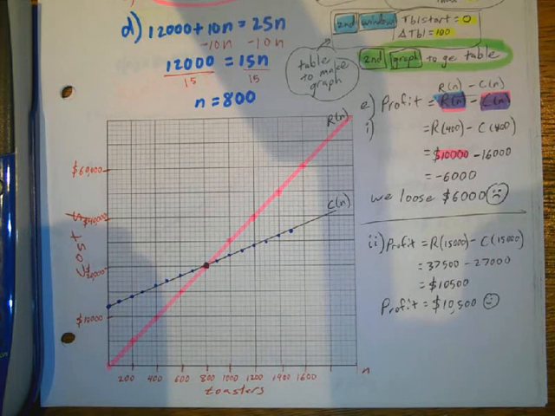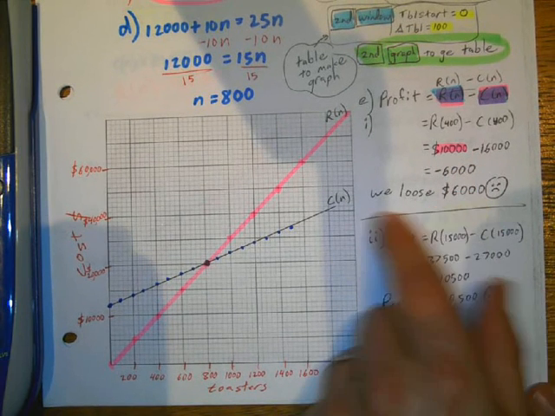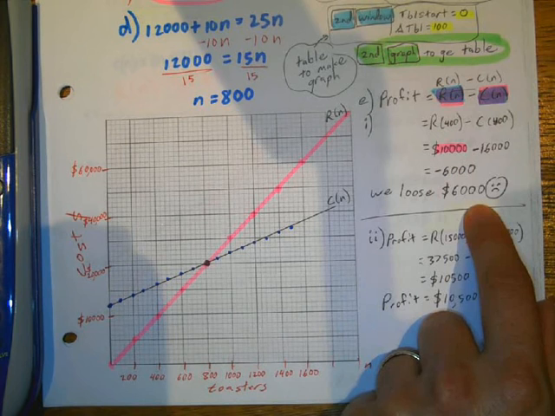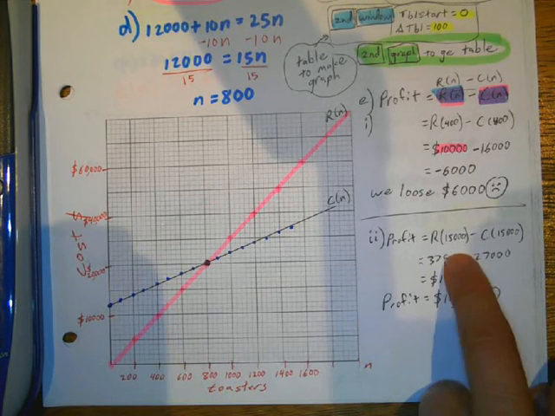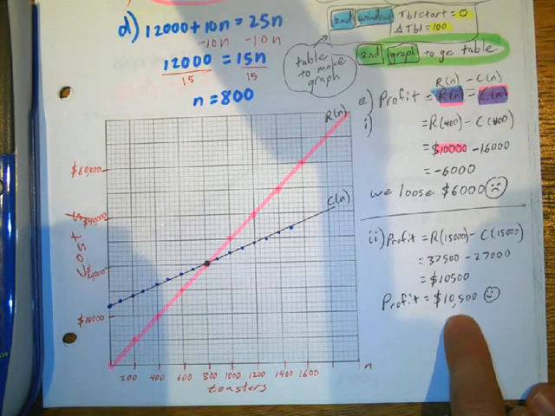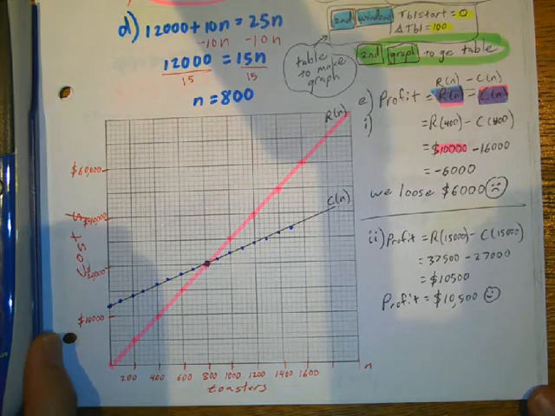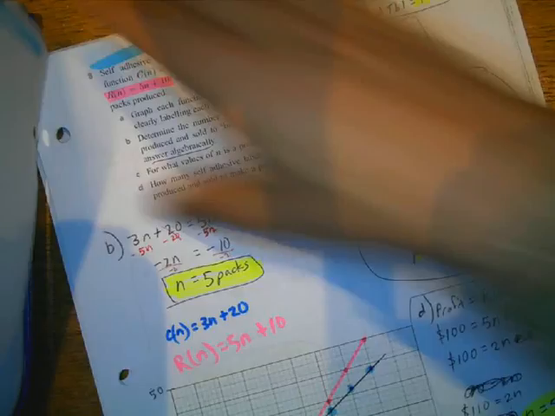And as we can see, by plugging that in, I end up losing 6,000 if n is 400. And if I plug in 1,500, then I end up getting a profit of this. You might want to hit pause if you need to look at this some more. Okay.